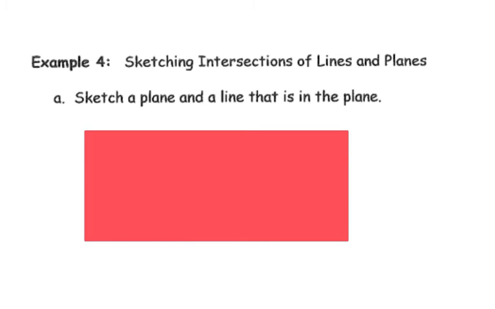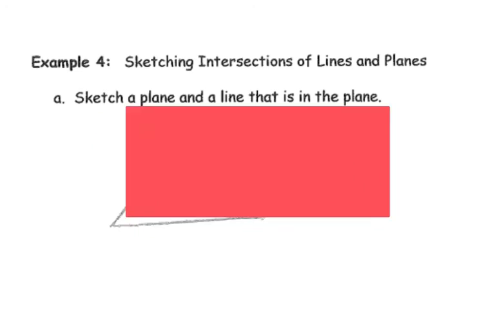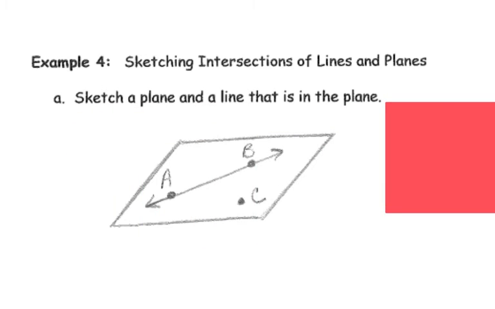All right, some more sketching, putting your art skills to the test here. So we're going to be sketching intersections of lines and planes. So sketch a plane and a line that is in the plane. So your masterpiece should look something like this. Notice I have a plane and a line, AB, with arrows at the ends that is inside of my plane. Notice I also gave my plane a name.